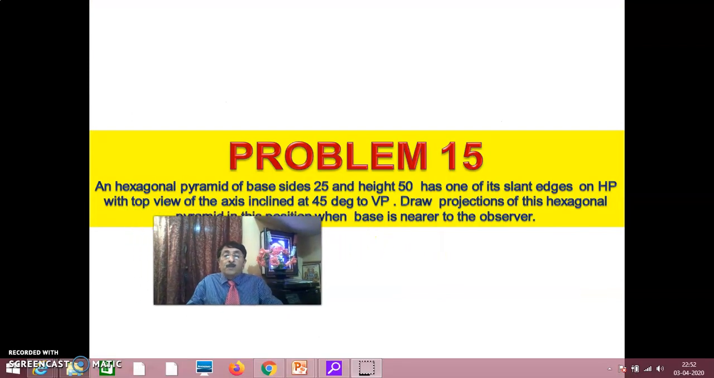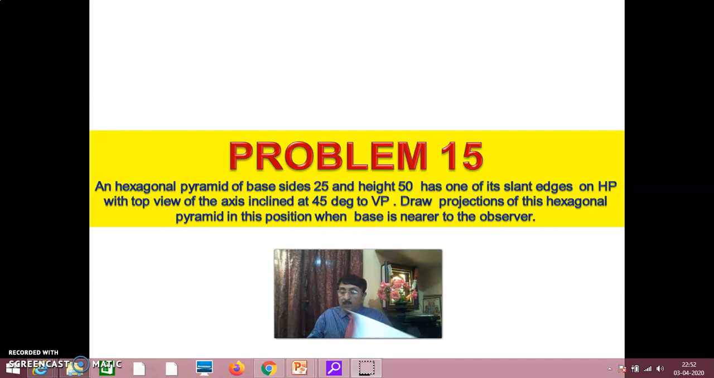Now we'll go for problem number 15. It says a hexagonal pyramid of base side 25 and height 50 has one of its slant edges on HP with top view of the axis inclined at 45 degrees to VP. Draw projections of this hexagonal pyramid in this position when the base is nearer to the observer.